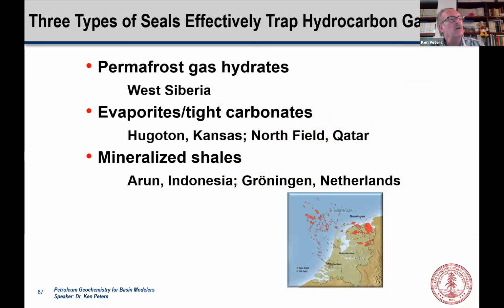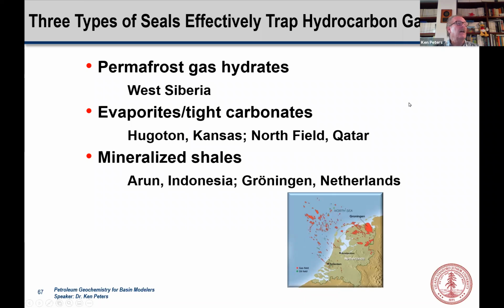Now there are three types of seals that effectively trap hydrocarbon gases. We talked about permafrost or gas hydrate seals a little bit. That's important, of course, in West Siberia, but also there are evaporites and tight carbonates. Mineralized shales aren't great seals. They're good enough. Arun is gigantic, and Groningen is also a gigantic field. But the real, much better seals are evaporites. So Hugoton, Northfield, and Cutter, that's probably the biggest gas field in the world.